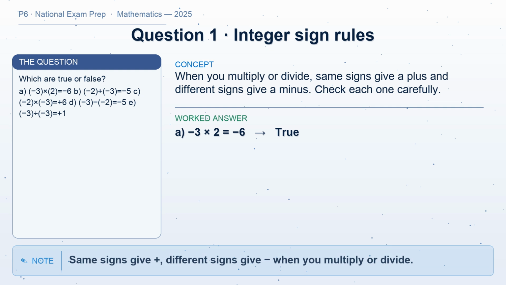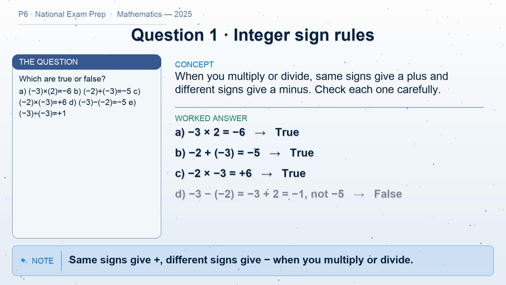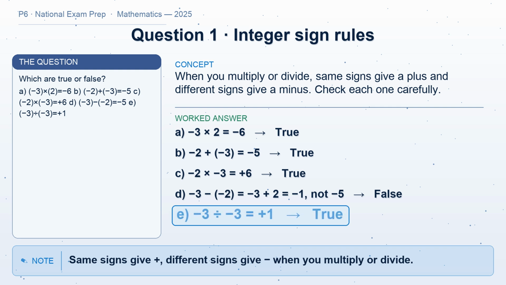Owing 2, then owing 3 more is owing 5, so -5. That is true. Part C, minus 2 times minus 3. Same signs, so +6. That is true. Part D, minus 3 take away minus 2. Taking away a minus is the same as adding, so -3 plus 2, which is -1, not -5. That one is false. Part E, -3 divided by -3. Same signs, so +1. That is true.